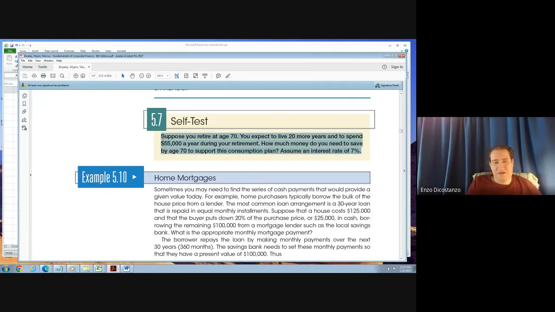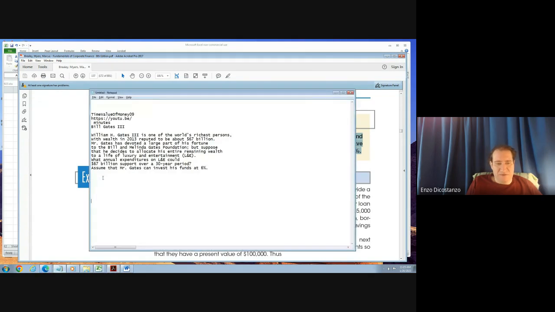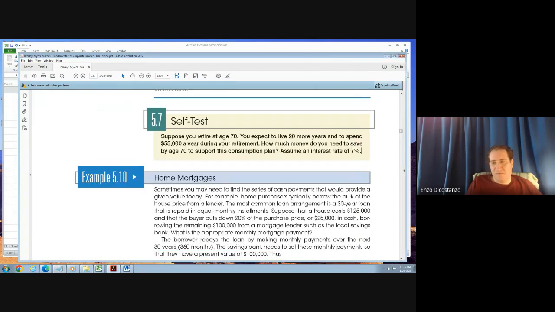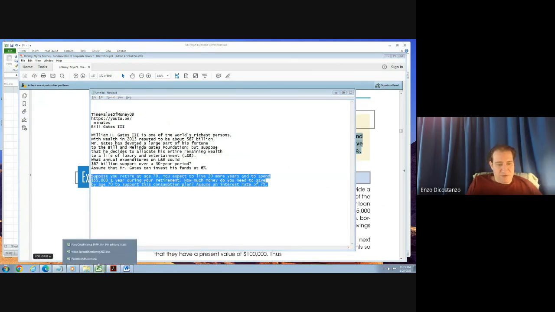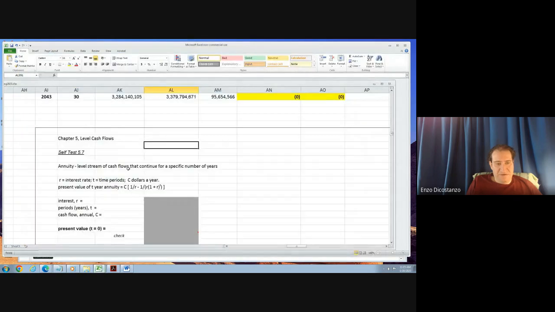Okay, so this is very similar to the Bill Gates version. These are some of the retirement problems that are out there. Okay, so we'll pull this up and look at our version of things here.